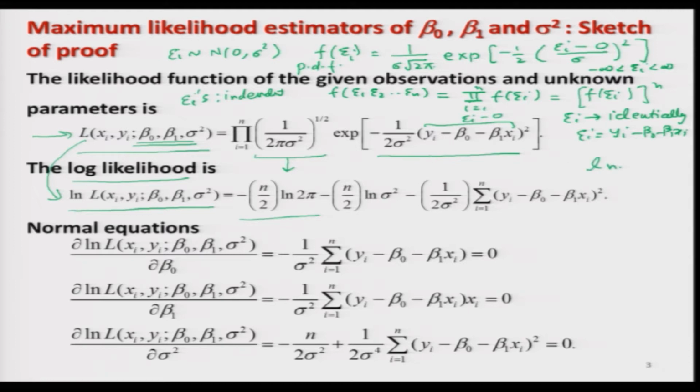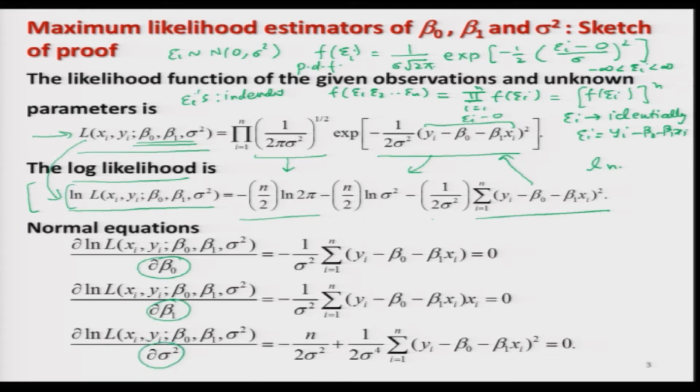And this quantity here becomes minus n by 2 log of sigma square, and minus 1 upon 2 sigma square times this quantity from here. So now this is the log likelihood which I have to maximize. I try to use the principle of maxima and minima and partially differentiate this log likelihood with respect to beta 0, beta 1 and sigma square.